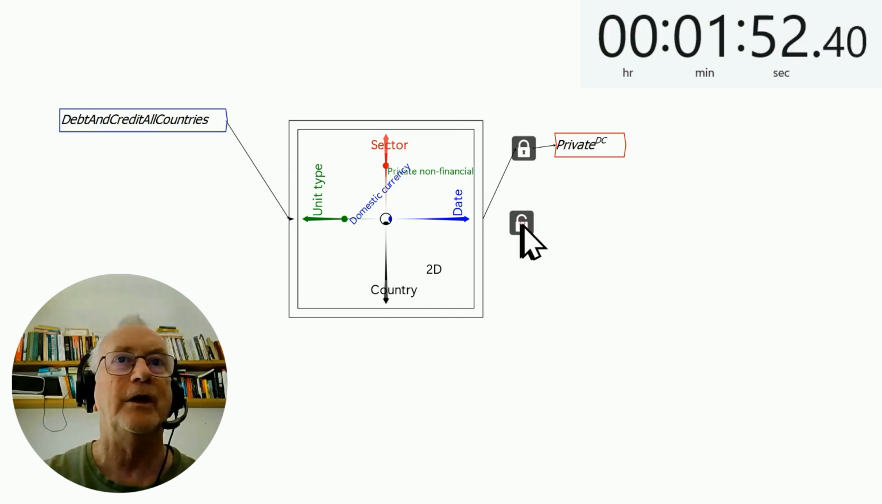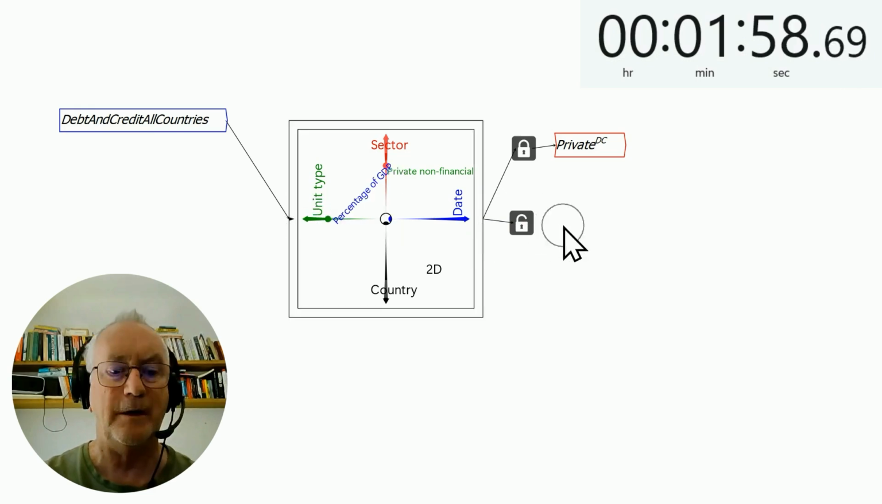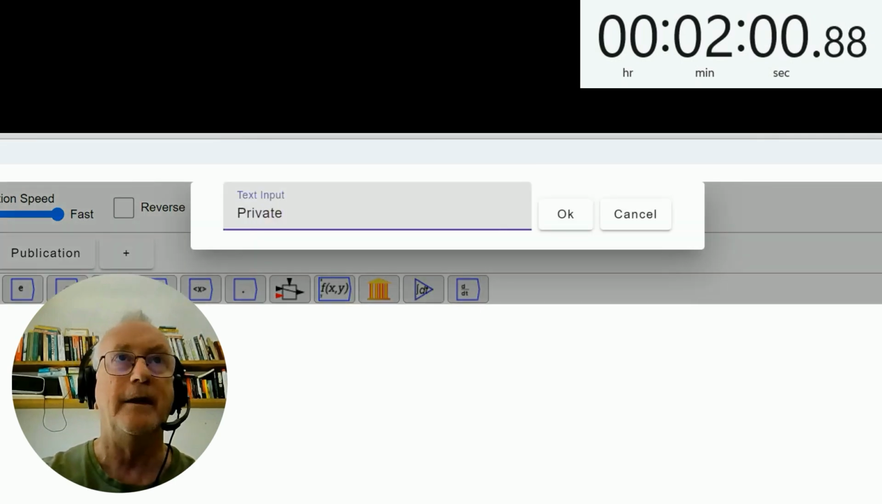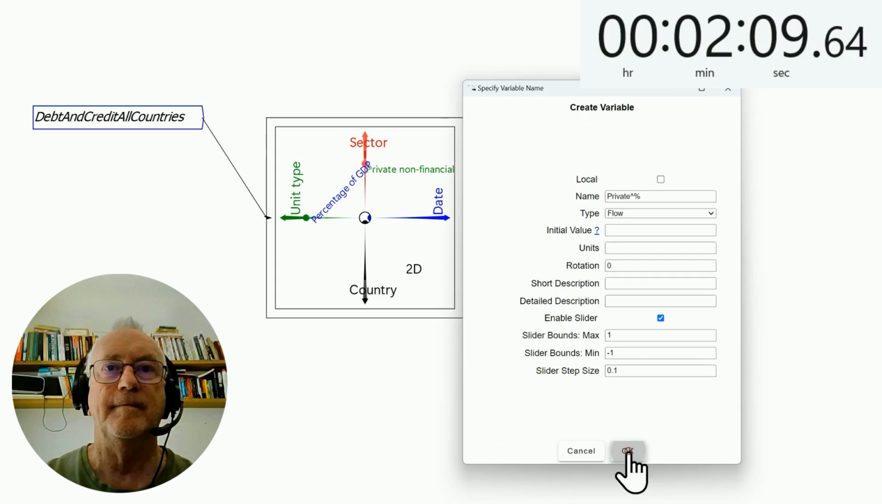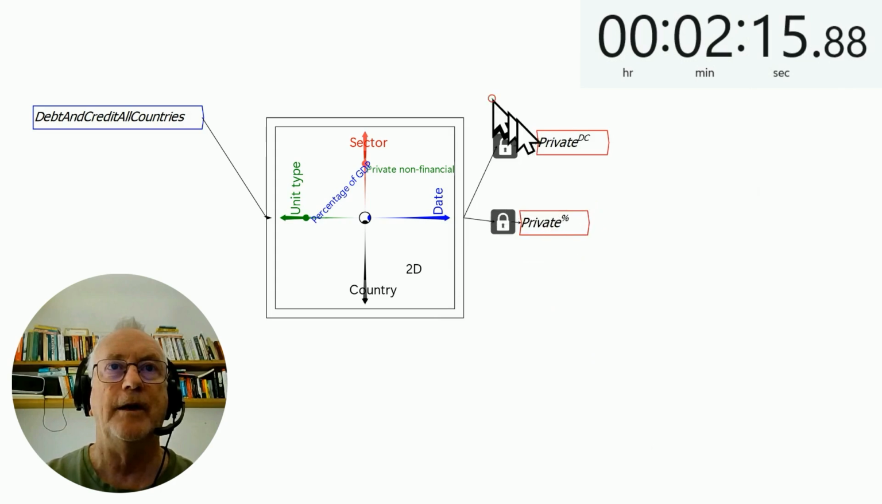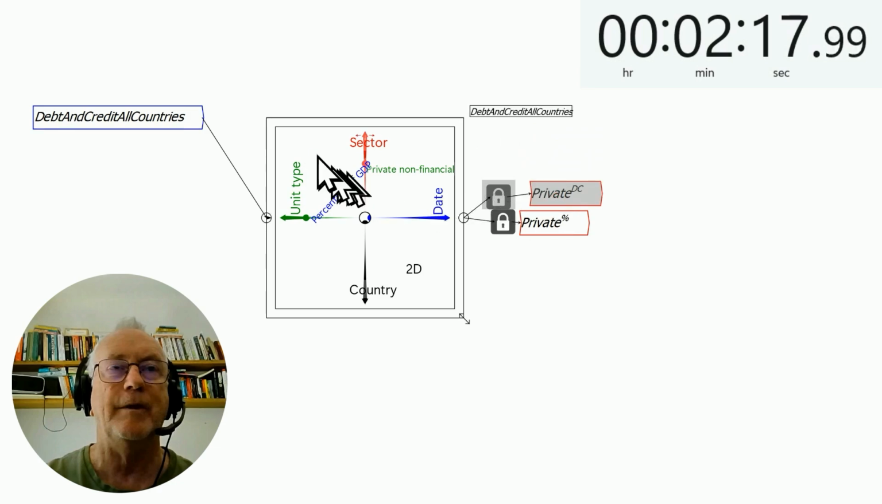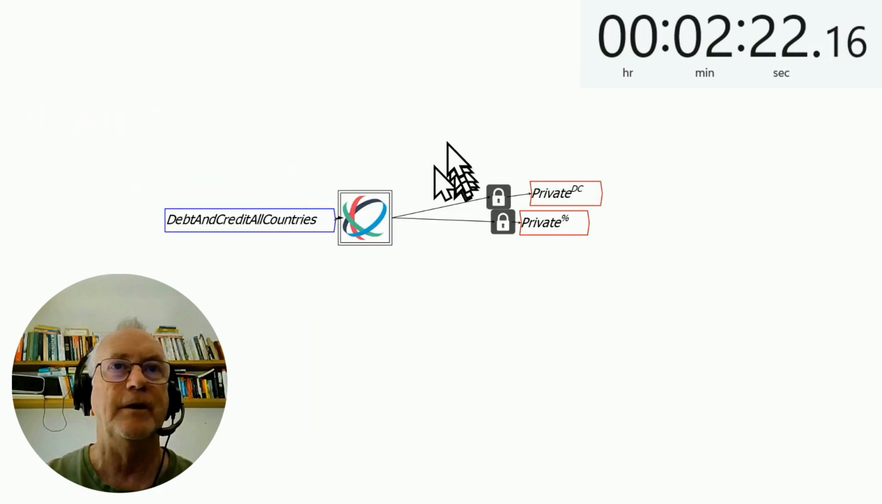Bring down another lock, attach that here, and move the selector to percent of GDP. This is now private debt in percentage terms, percent of GDP. Lock that together. Now that I've done that, I can just tidy things up a bit, put this into compressed format, make it easier to see.